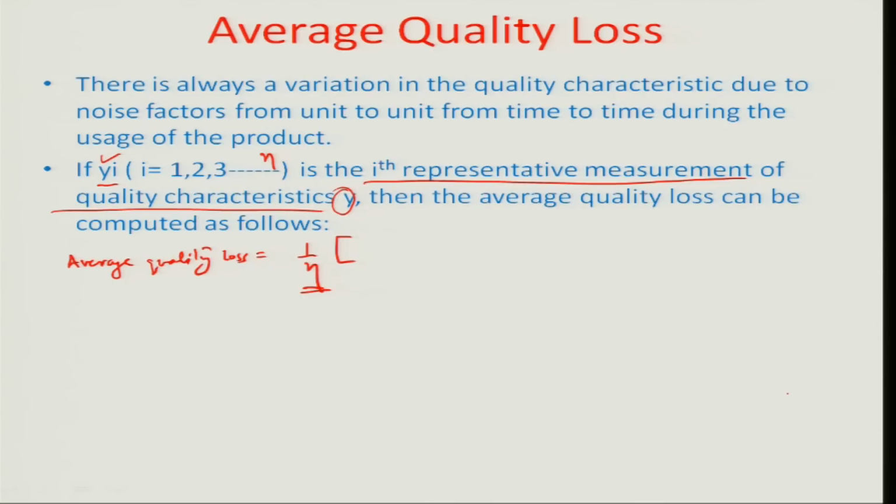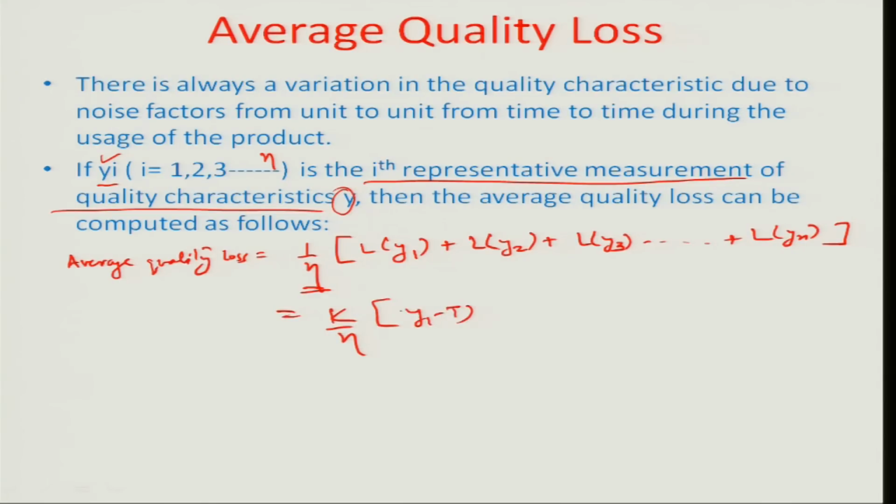Let us say there are n such representative measurements of the quality characteristic y which have been obtained. So, the overall average loss would be the loss because of y1 away from the target, loss because of y2 away from the target, y3 away from the target, and so on, up to yn away from the target. Okay. And so, this can be written as k by n times (y1 minus t) square plus (y2 minus t) square plus (y3 minus t) square, and so on up to (yn minus t) square.